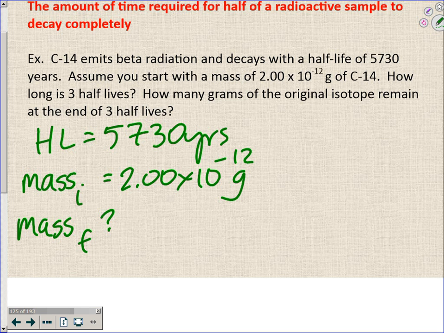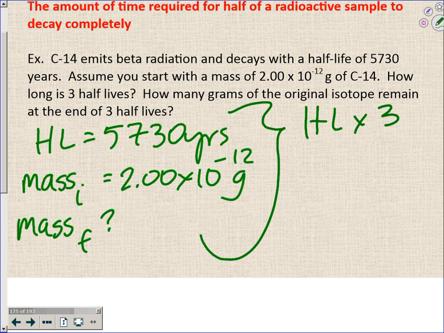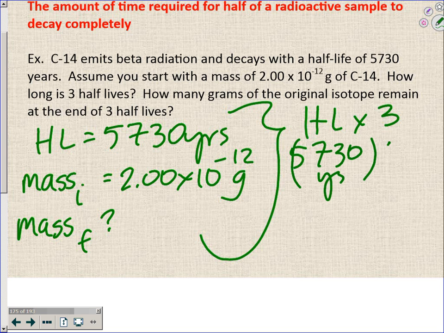Okay, easy peasy on getting me 3 half-lives. If 1 half-life is equal to 5,730 years, how do I get to the length of time 3 half-lives is? Multiply by 3. We can't make that any harder, right? So we're going to take this, say half-life times 3, which would be 5,730 years times 3. And what is that, guys?